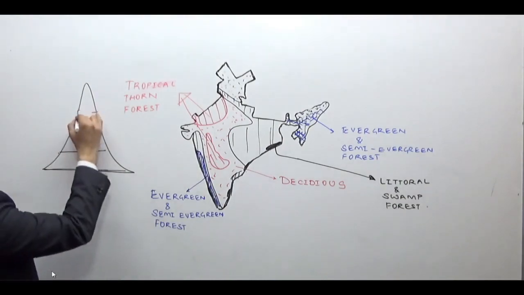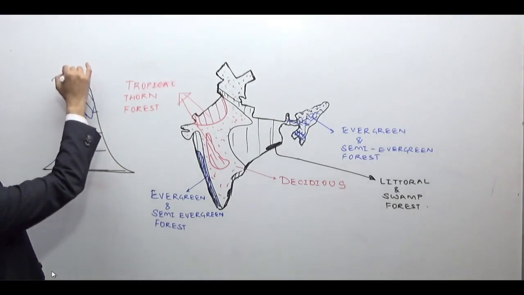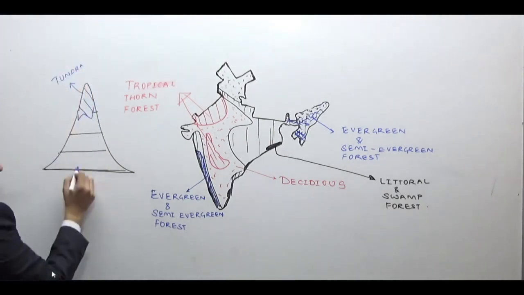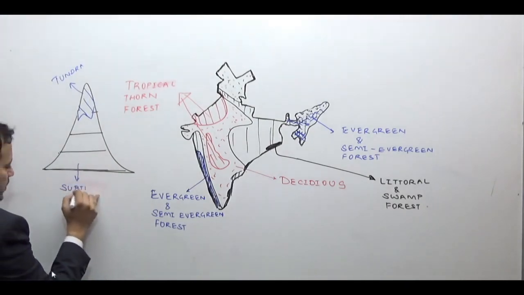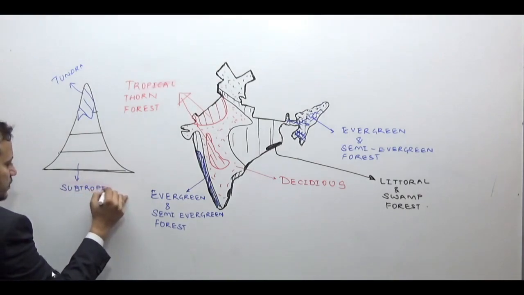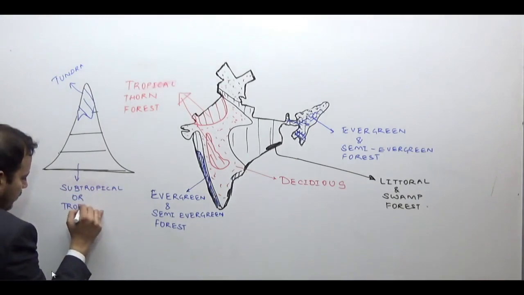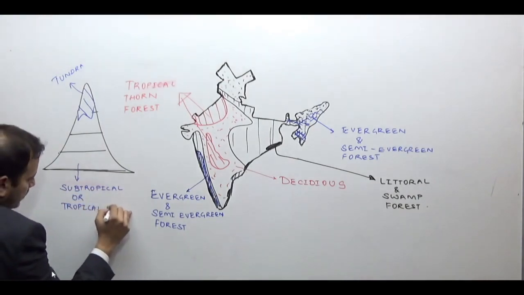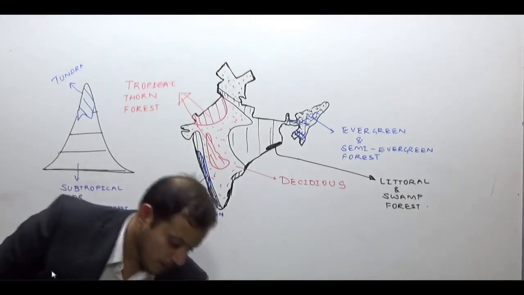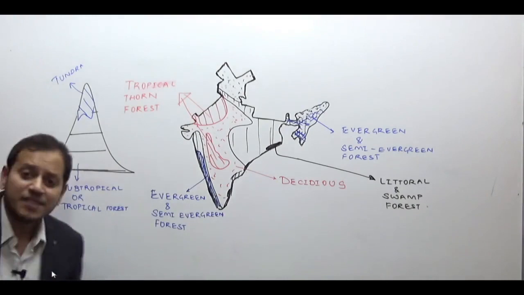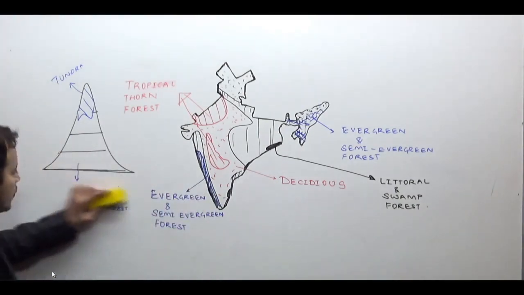If it is a very, very high mountain, there may be snow cover on the top of the mountain. The snow cover will give rise to the tundra forest. Then on the other hand, if it is in the rainy region, it will have subtropical or tropical evergreen forest. So therefore we classify the mountains on the basis of their height into a different kind of forest.